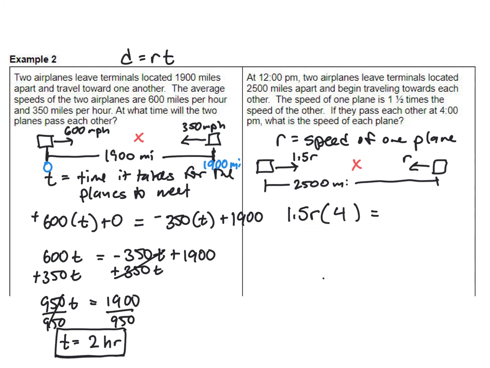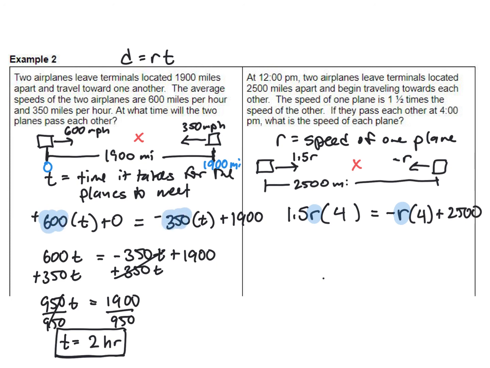I want to figure out where they meet. So I'm going to do here negative r. Why negative r? Because this is moving to the left. So let me put a minus up here. It's moving to the left. So minus r times the time it takes, again, is 4 hours. But then I'm going to do plus 2,500. So all I'm doing is I'm setting up the same problem I did before, but I'm using r to represent the rate, where here I knew the rate. So it's a little bit weird.